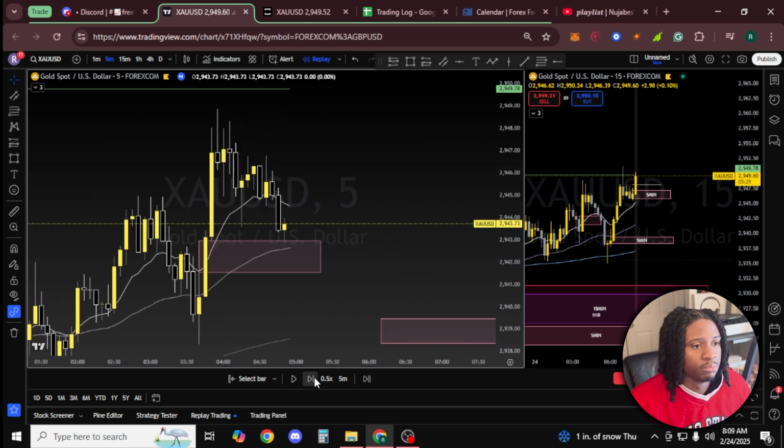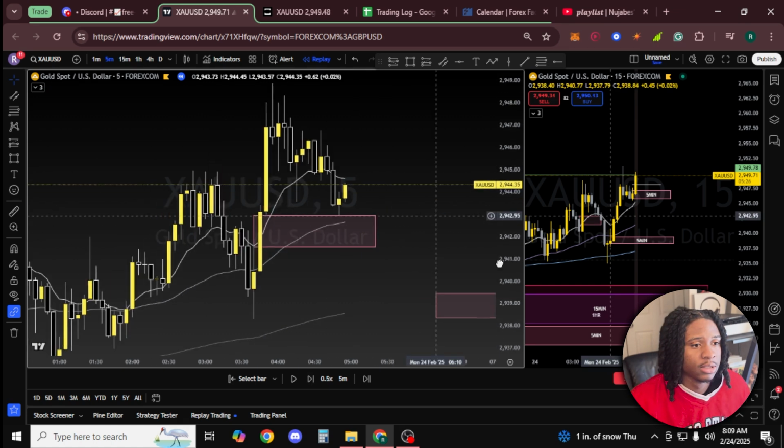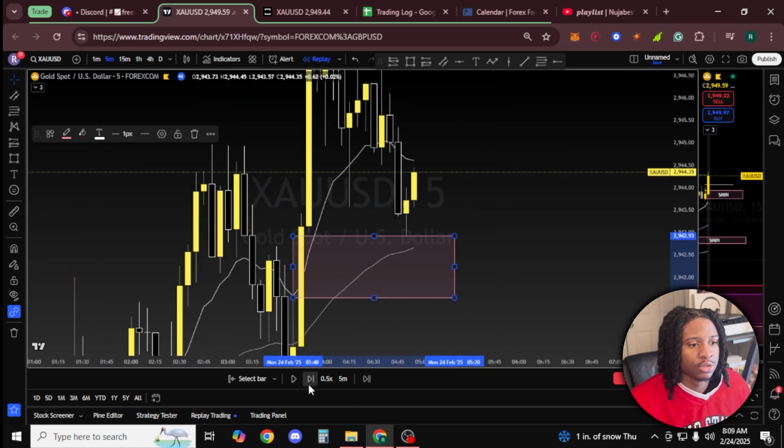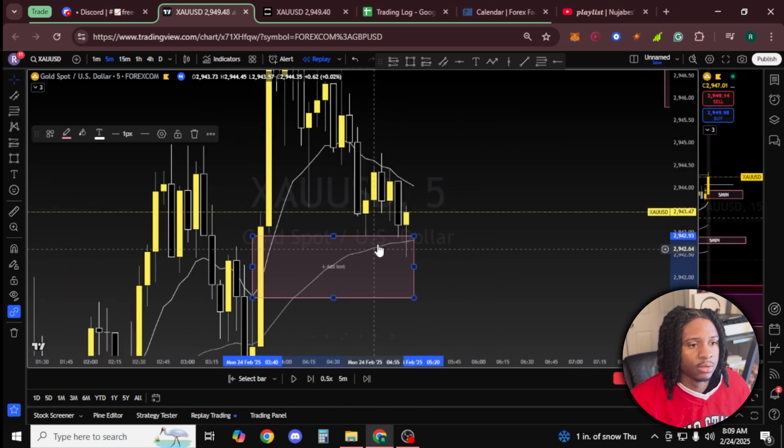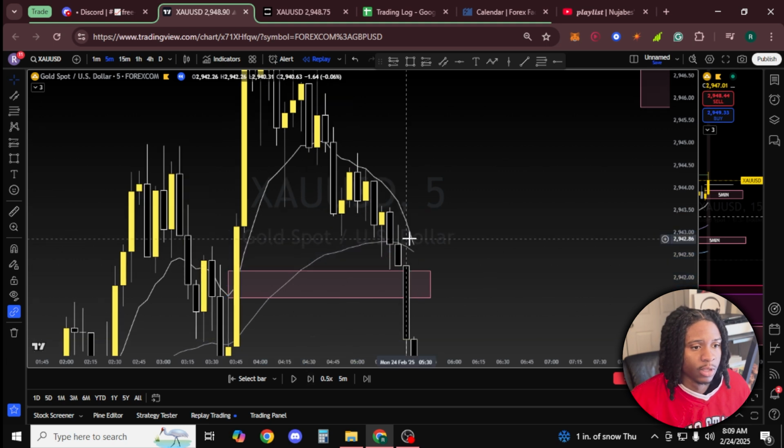Let's fast forward here. Boom. So our gap's finally starting to get closed. Zoom in here for you a little bit. Gap got closed a little bit. Still waiting, still waiting. Gap got closed a little bit more, and then boom, our gap got filled.